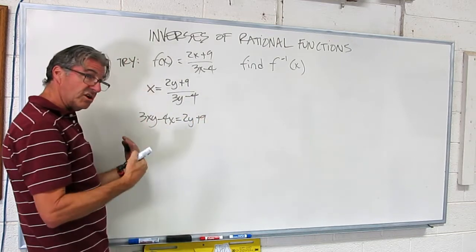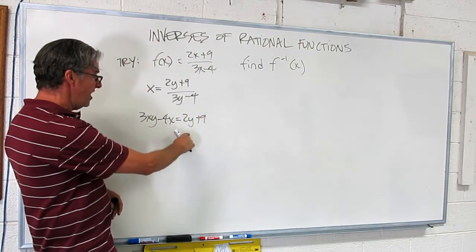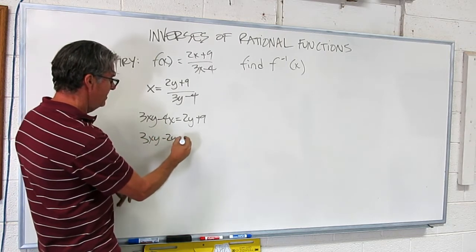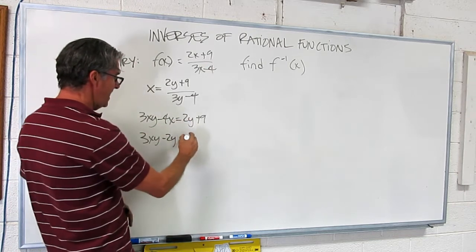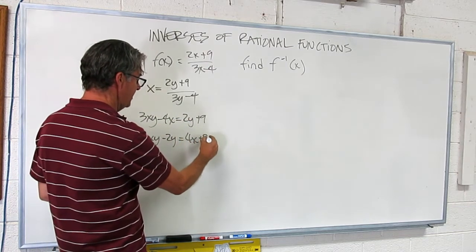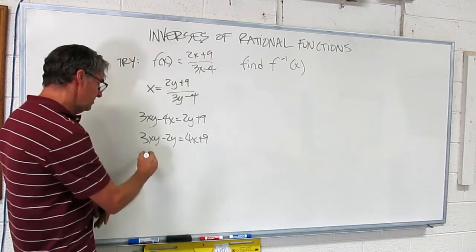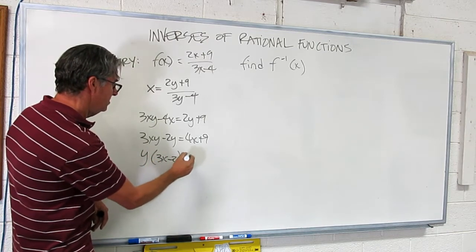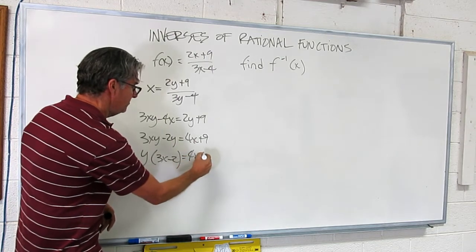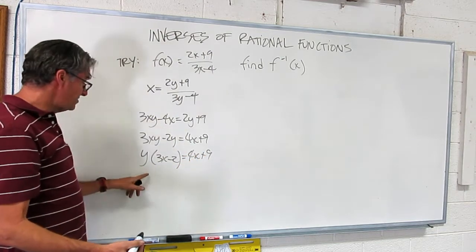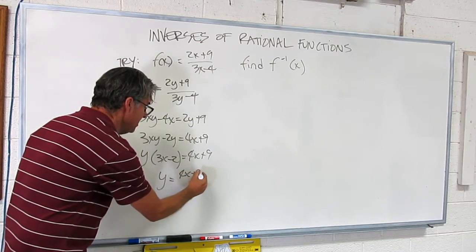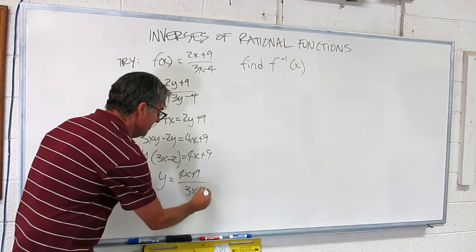Now I need to get my y terms alone on one side, so I'm going to subtract 2y, get 3xy minus 2y, and then I'm going to move my 4x over, so I'm going to add it, so I have 4x plus 9. So now I have my y's alone, so I can factor that out. y times 3x minus 2 equals 4x plus 9. And finally, last step, divide through. So I get y equals 4x plus 9 over 3x minus 2. There you go.